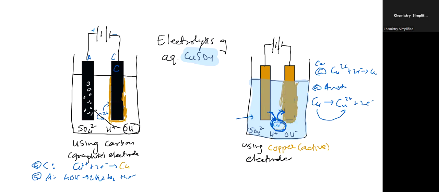The overall solution content remains the same. The copper sulfate remains copper sulfate only, and the metal from the anode goes to the cathode. Now, this is what happens in the electrolysis when you use an active electrode. Simply, the metal from the anode will go to the cathode. Now, this technique is used in the purification of copper. This is what happens here: the copper is purified.